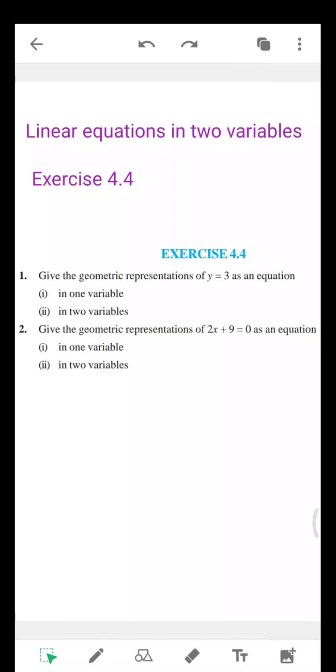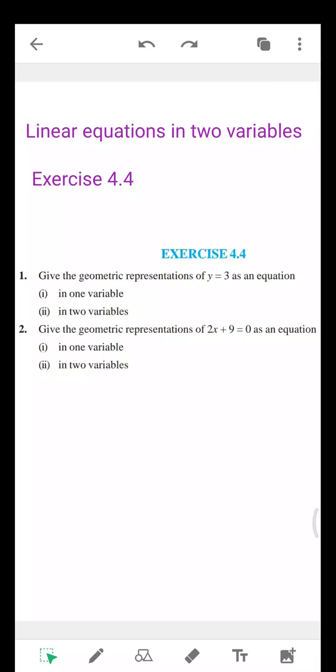Welcome back everyone. In today's session we are going to see exercise 4.4 of linear equations in two variables. You can see question number 1. He is asking us to give the geometric representation of y equals 3 as an equation in one variable and in two variables. And another question, 2x plus 9, same in one variable and in two variables.